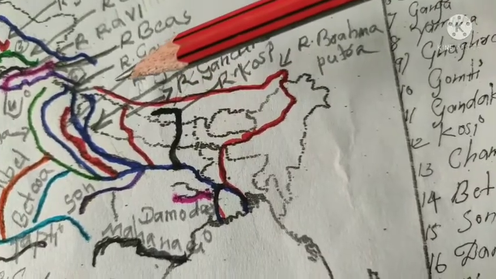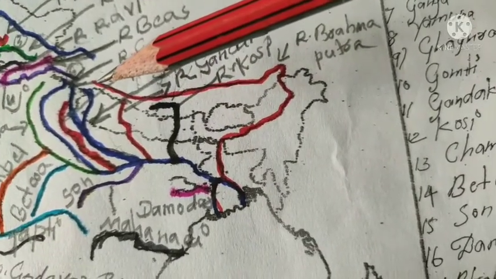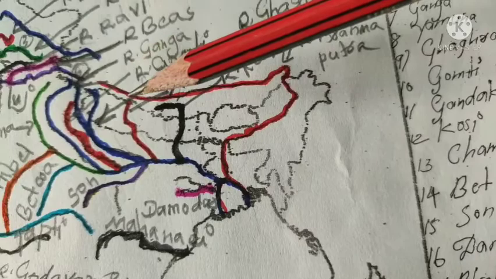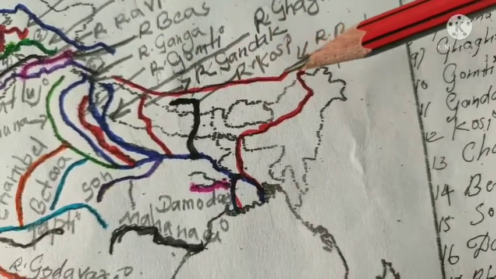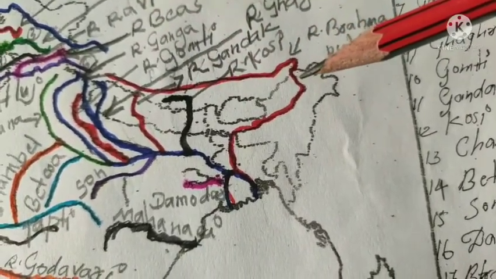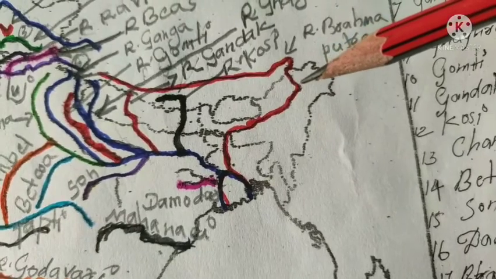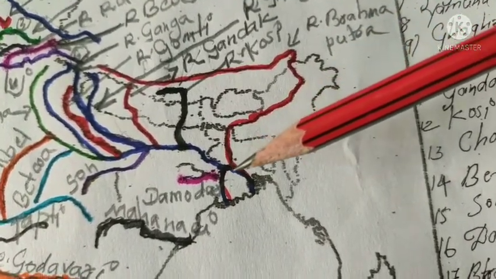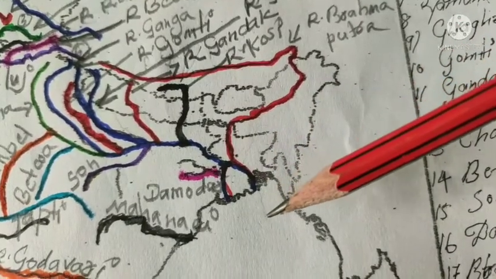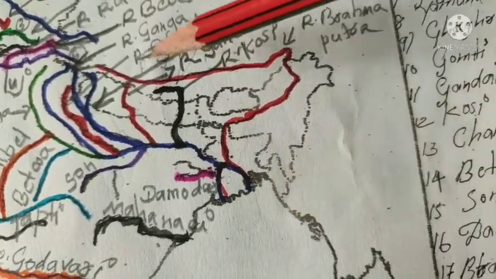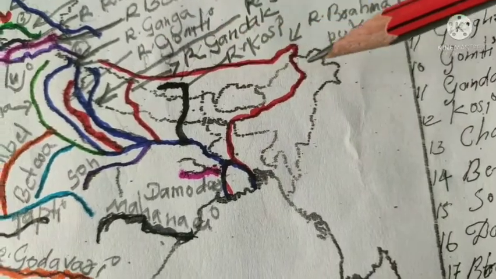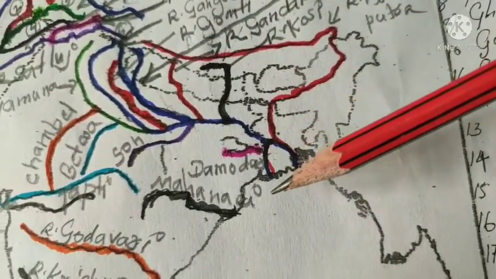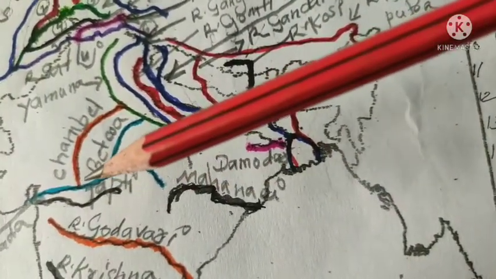And next is river Brahmaputra, starting from here, I showed this in red color. It flows to the east, enters India from Arunachal Pradesh, flows along Assam, goes to Bangladesh and flows to the Bay of Bengal. So this is also a very long river, you have to show its entire course. Next are the peninsular rivers.